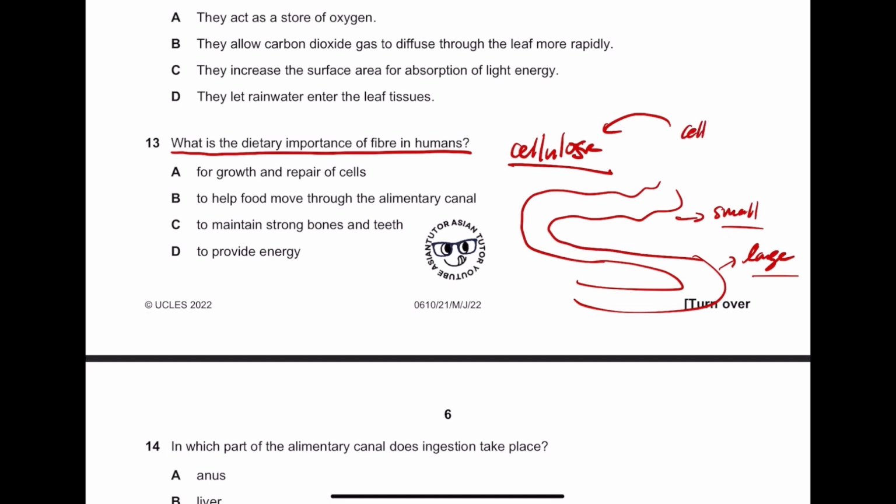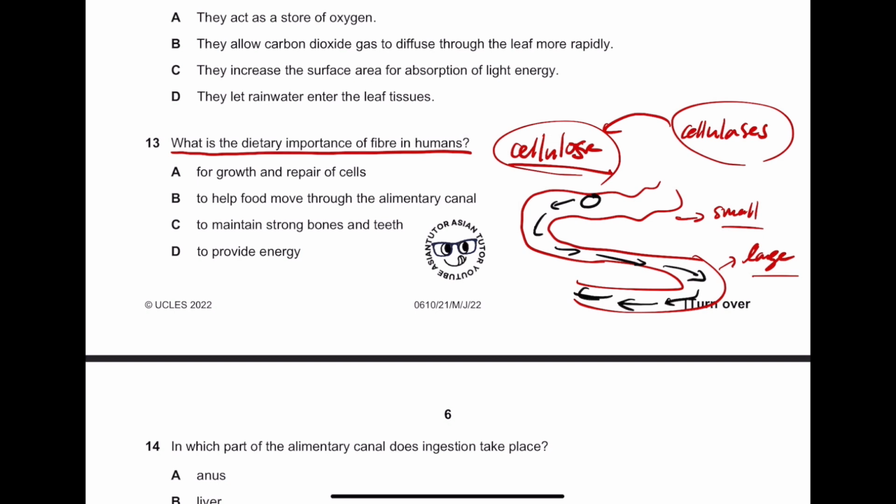Okay, that was bad handwriting. Cellulases. So these guys digest cellulose molecules. However, we don't have them. So what happens is that the bowel movement, the movement of the small and large intestine, continues. And it also pushes the food molecules towards the rectum. So the food molecules travel from the small intestine to the large intestine, and then reach the rectum, where they remain as feces.